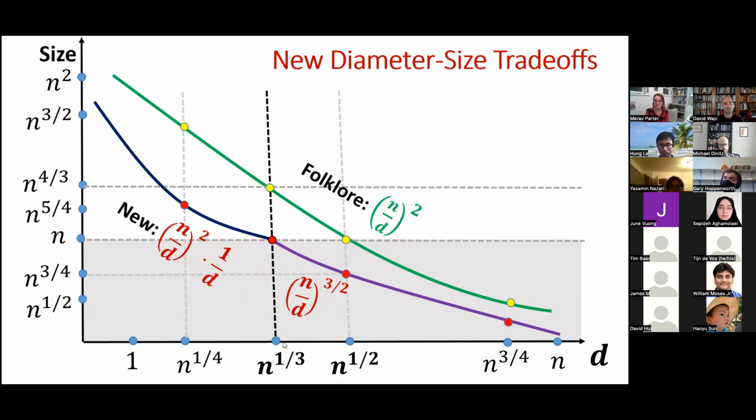And then once the diameter is larger than n to the 1/3, the size of the shortcut becomes sublinear, but again, you can see that it is again strictly better than the folklore in the entire regime, but we have a phase transition in the function at that particular point. Any questions?